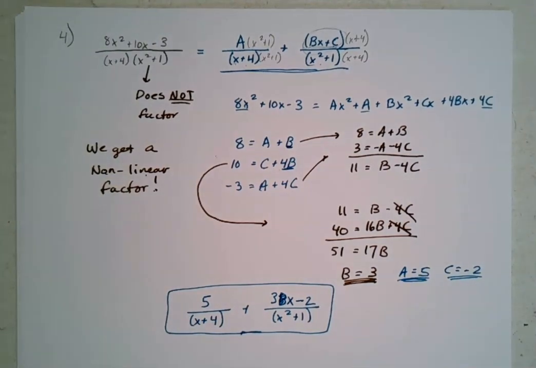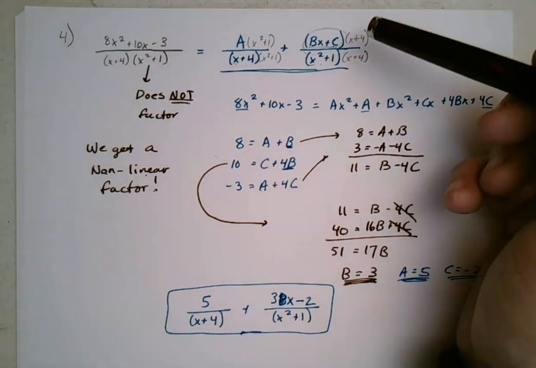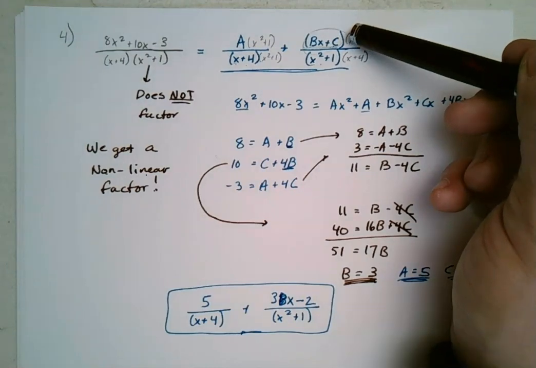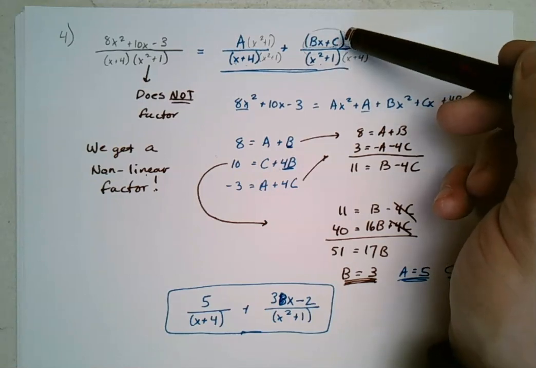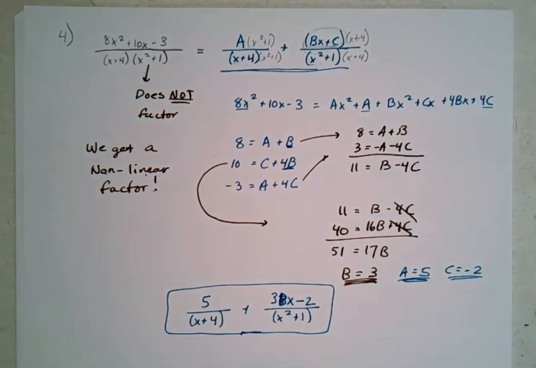Okay? And the secret is that your numerator is always going to be 1 power less than your denominator. And so if your denominator doesn't factor and you have a square, you have to have a linear function, right? Bx plus c in the numerator. Okay? So anyway, that is partial fraction decomposition. That's the 4 different cases you can run into.